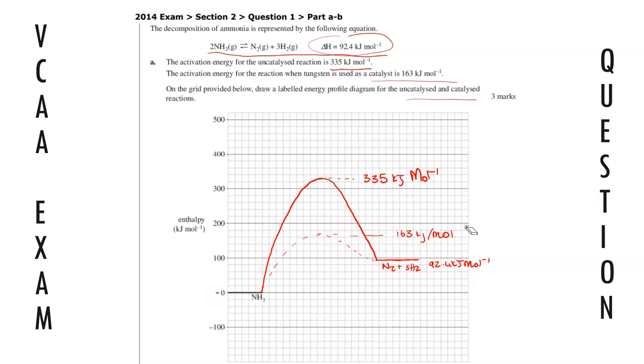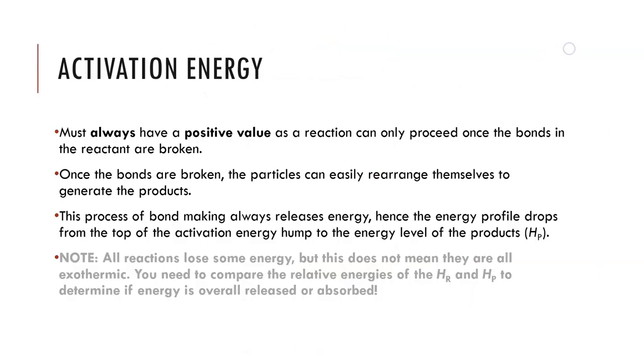Double check that we've included everything labeled. So we have labeled these. So EA equals EA, and this is delta H, and delta H is going to be this value here. And we have now met each of the criteria for this question.